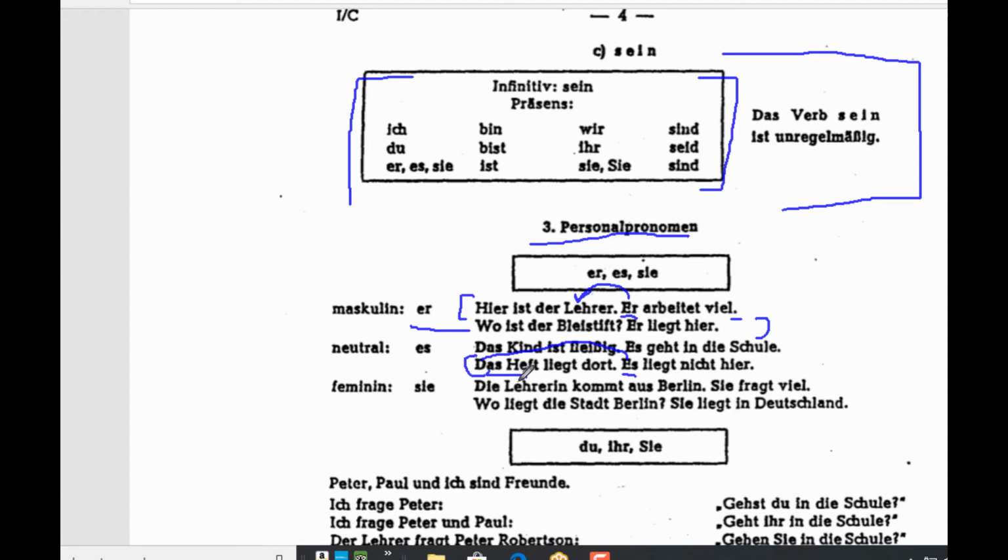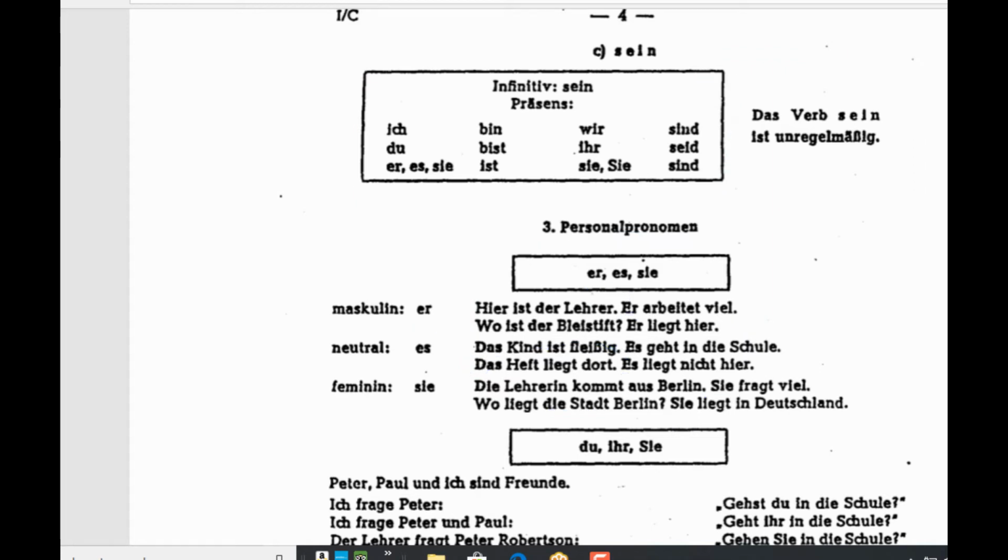Here's another one. Die Lehrerin, the female teacher, comes from Berlin. Sie fragt viel, so she asks a lot. But here, wo liegt die Stadt? This is a feminine noun. Sie liegt in Deutschland. So this would be, where does the city of Berlin lie? And then Germans would say, she lies in Germany, which sounds crazy to our ears, but it's how we would say it. But this always has to have the agreement here. That's just a little bit of a review from what we did last time. So let's go down to this exercise on page 5.